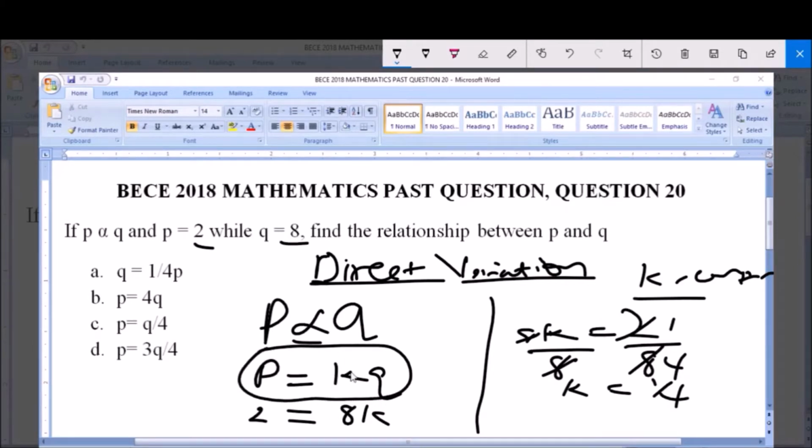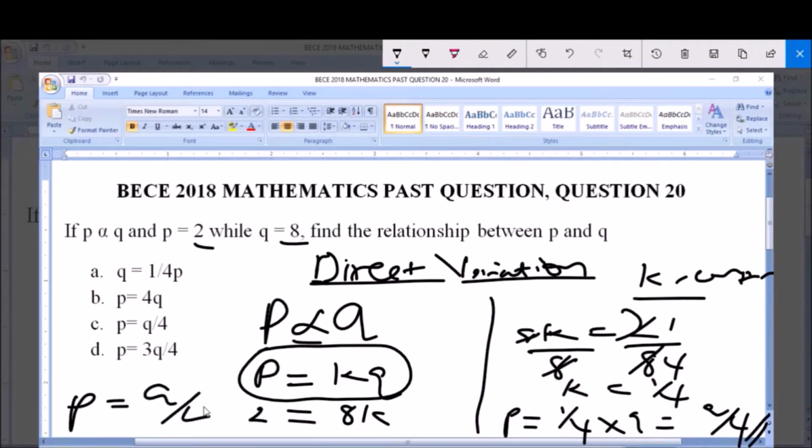Now we know our k to be 1 over 4. Therefore we say P is equal to what? 1 all over 4 times Q, and that is P is equal to Q all over 4. So the relationship between P and Q is that P is equal to Q all over 4. Now from the options given above, which of these options corresponds to our answer, which is P is equal to Q over 4?